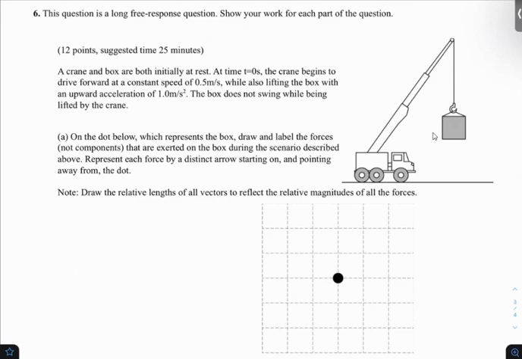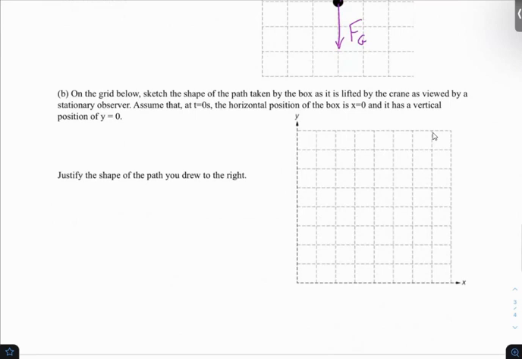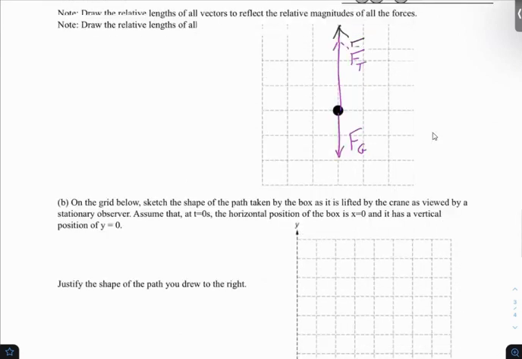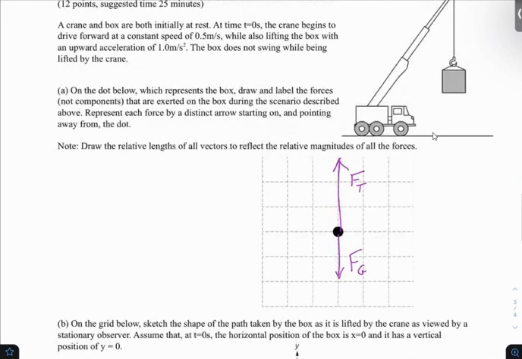I'm going to go through the first part really quickly. You're driving forwards at a constant speed, but it's accelerating upwards. So you would need to have an upwards force of tension much bigger than your gravitational force going down. I'm not going to be super specific, but tension needs to be bigger than gravitational force. For part B, I'm going to use it as a jump into part C.